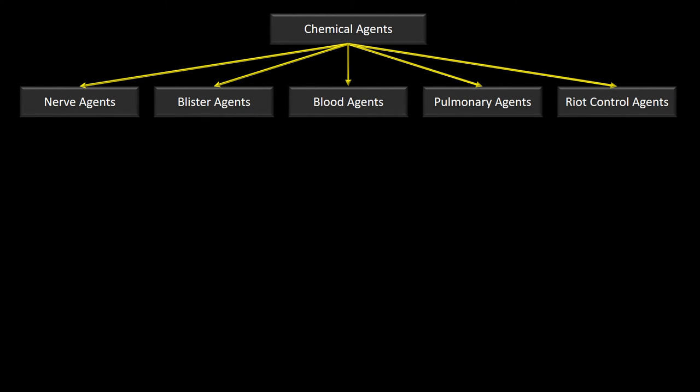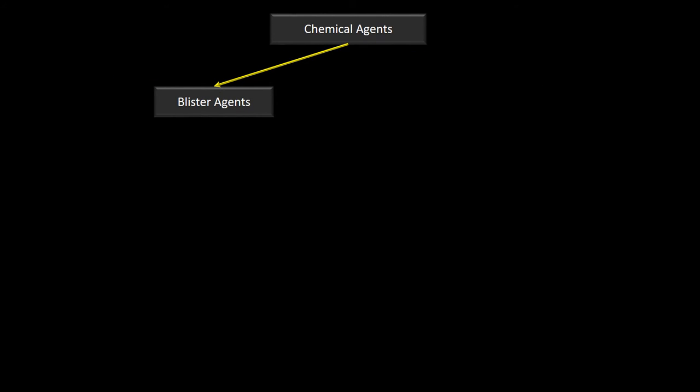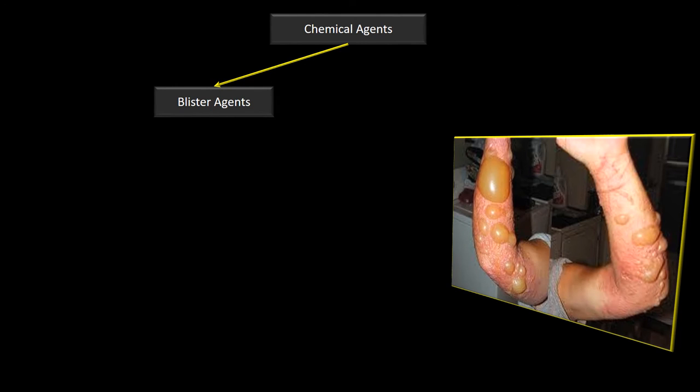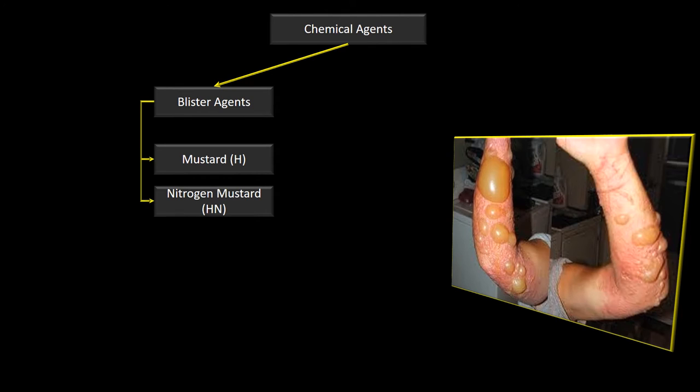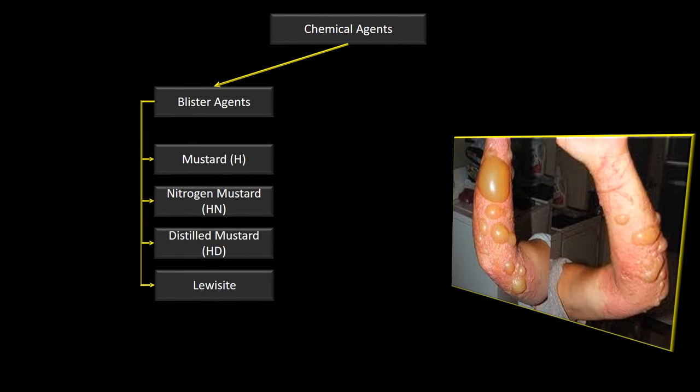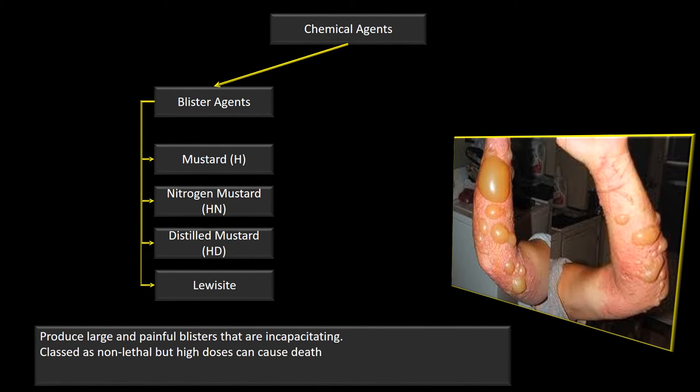Moving on now to our blister agents. Our blister agents are going to cause blisters. They include mustard, nitrogen mustard, distilled mustard, and lewisite. These are going to produce large, painful blisters that are incapacitating, and they're usually classified as non-lethal. A very high dose, especially if we get them into the lungs, can be lethal, but for the most part, we classify these as non-lethal.